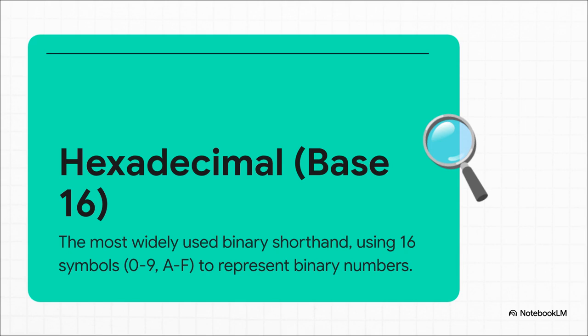Hexadecimal, or just hex for short, is a base 16 system. It uses our normal digits 0 through 9, and then it just adds the letters A through F to represent the values 10 through 15. But its real magic trick is that it's an incredibly clean and simple shorthand for binary.